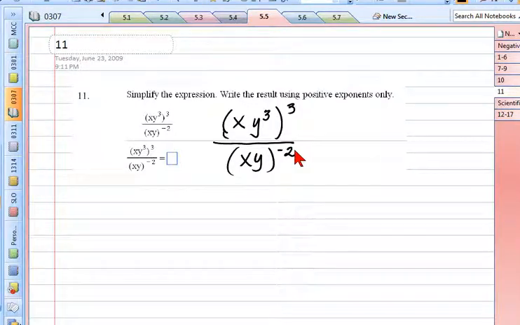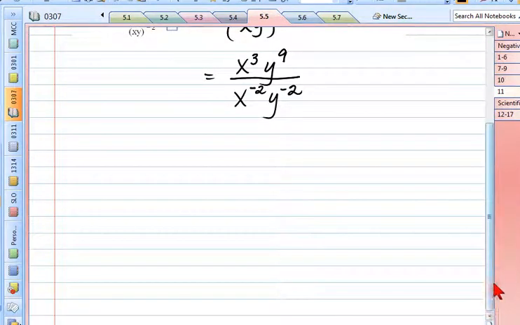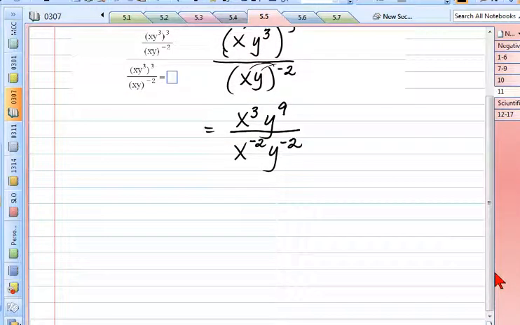Okay, the rules. What's the first rule you check to see if you can use? Power, and I can use it. So when I use the power rule, I'm going to have this 3 affects both of the exponents here. So what am I going to get? X to the third, y to the 9th, multiplying those exponents, over on the denominator, x to the negative 2, y to the negative 2. Is that much okay? That was the power rule.